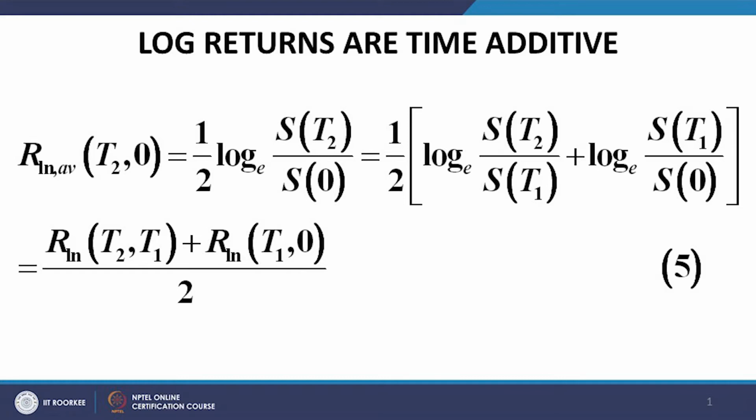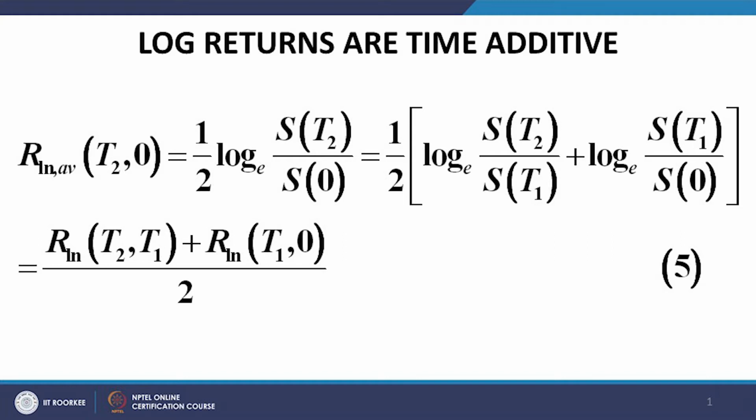Log returns, on the other hand, turn out to be time additive. In other words, if I work out the average return between t 2 and t 0, it turns out to be the average of the returns over 0 to t 1 and the return over t 1 to t 2. I repeat, if I work out the average return between t equal to 0 and t equal to t 2, then that is equal to the average of the returns over the periods 0 to t 1 and t 1 to t 2, as should normally be the case.